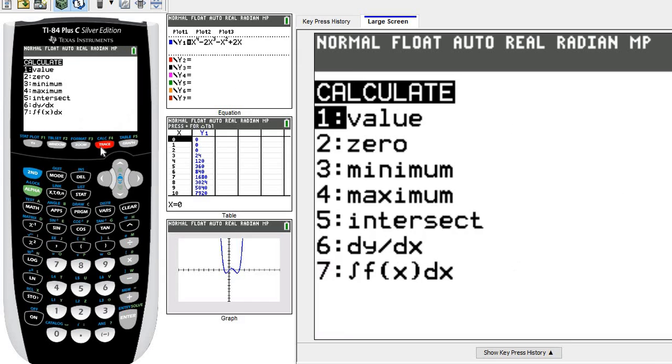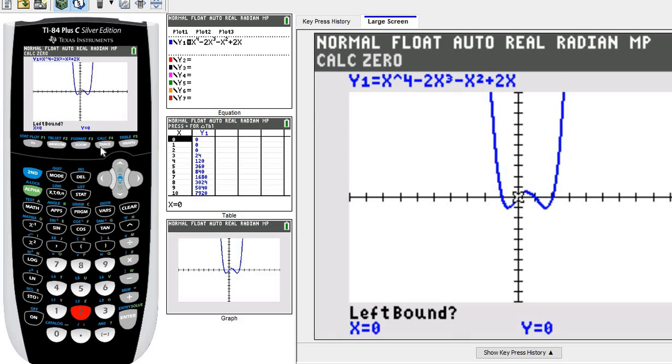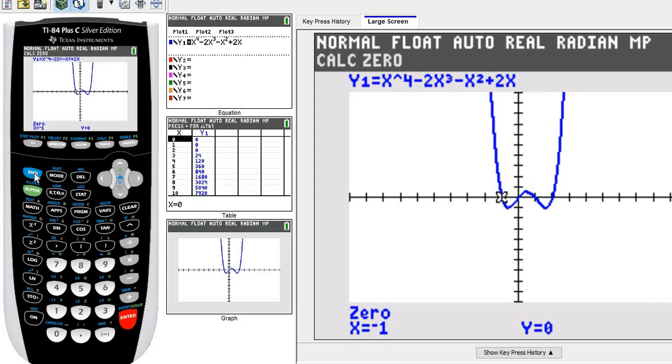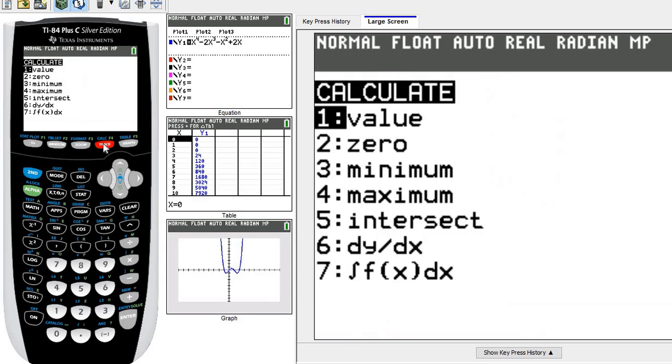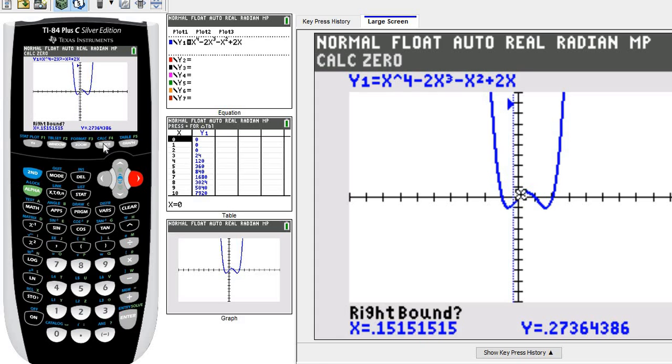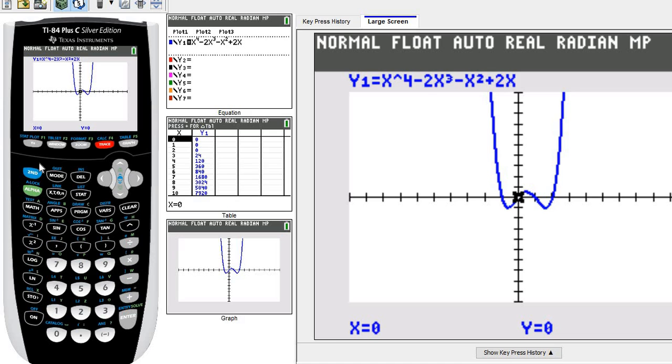We'll go to second calc, zero, and there are 4 zeros, so we have to carefully tell it which ones we want. I'm going to go to the left of that first zero, press enter. To the right, press enter again, and press enter a third time. There's one zero. At x equals -1, there's a zero. And again, we could always test that by plugging in -1. So I'll go back to second calc, find the next zero. Now I'm to the left of this other zero right here, enter. Go a little bit to the right, enter, and then enter again. And we have another zero at x equals 0.